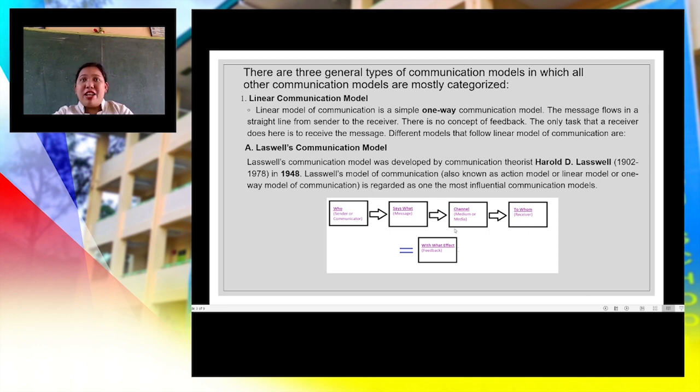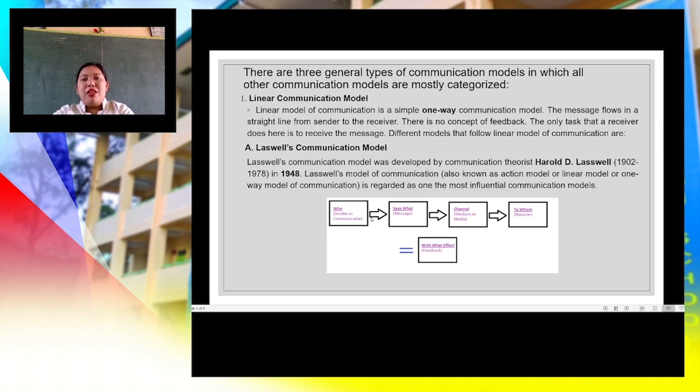There are three general types of communication models in which other communication models are mostly categorized. The first one is the linear communication model. The linear model of communication is a simple one-way communication model. If we say it's one way, the message flows in a straight line from the sender to the receiver, and there is no concept of feedback. The only task that the receiver does here is to receive a message.